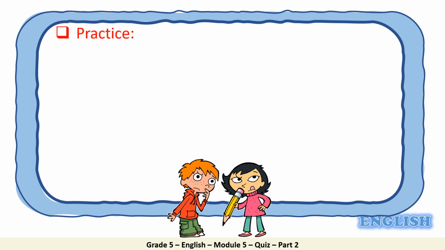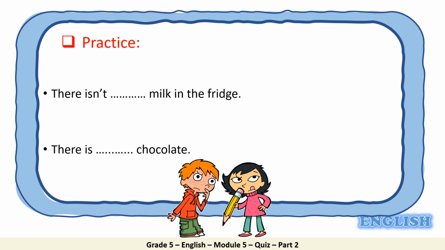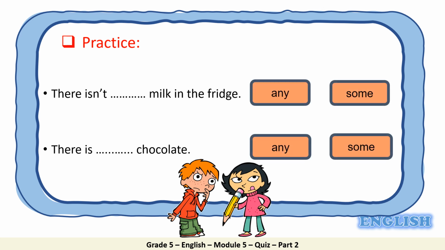How about a quick practice? Are you ready? I think you are. Take a look at these two sentences and complete them by choosing some or any. Remember, we use some with affirmative sentences and we use any with questions or negative sentences. Pause the video until you finish and come back when you are ready.